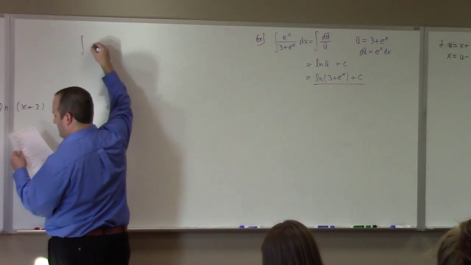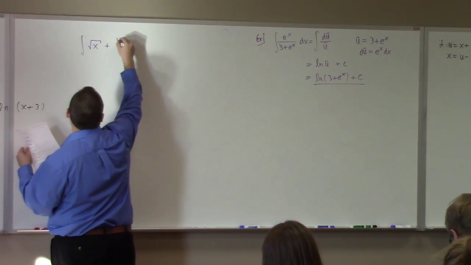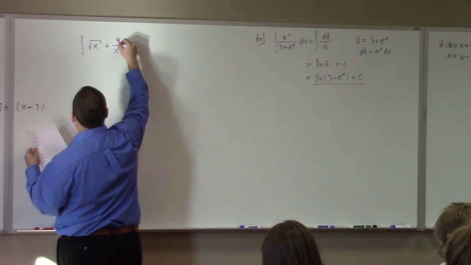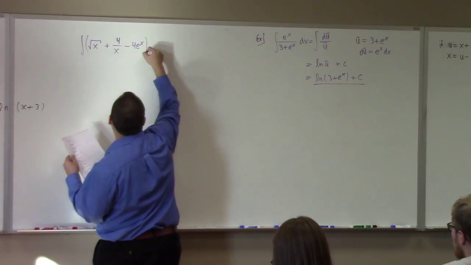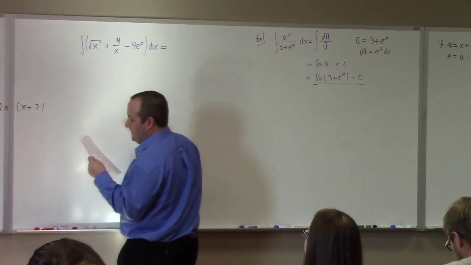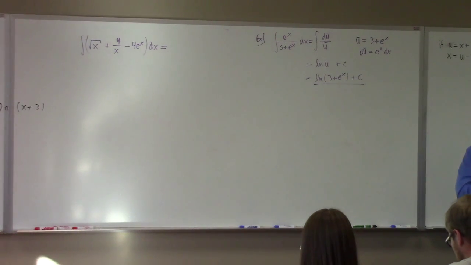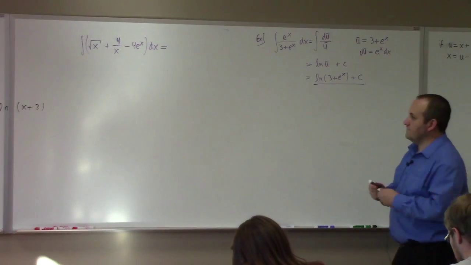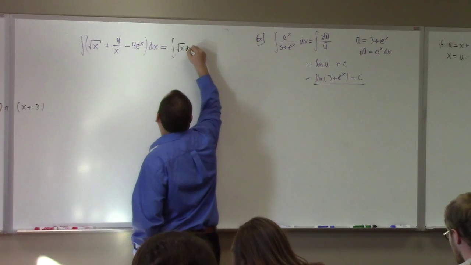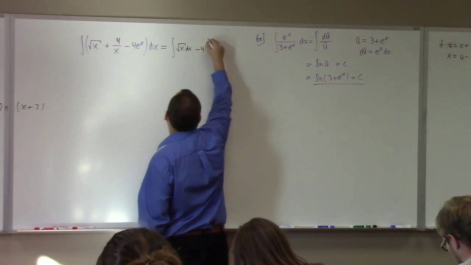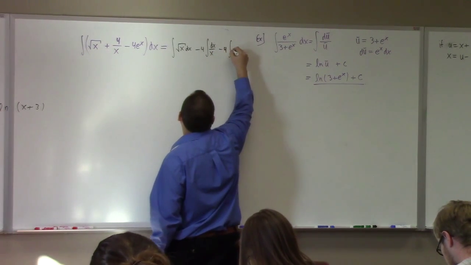We have the integral of the square root of x plus 4 over x minus 4 e to the x dx. Or something like that, right? Indeed. Yeah, that's the way we do it. So break it up into 3 integrals. So this is really the integral of the square root of x dx, right? Minus 4 times the integral of dx over x, minus 4 times the integral of e to the x dx.